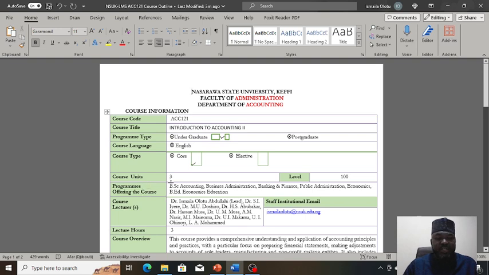There are a number of programs that actually take this course. We have BSc Accounting, BSc Business Administration, BSc Banking and Finance, BSc Public Administration, and of course, we have BSc Economics and BSc Education, BEd Economics Education.